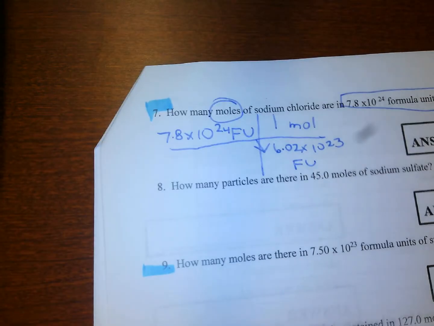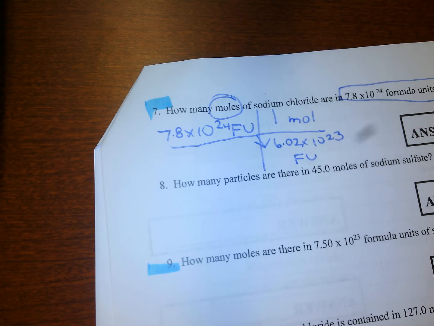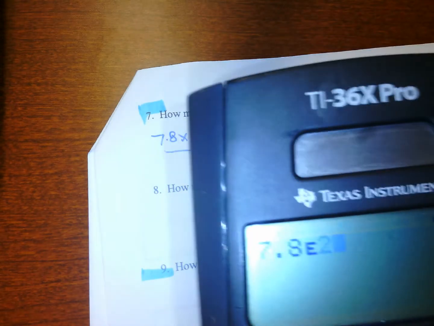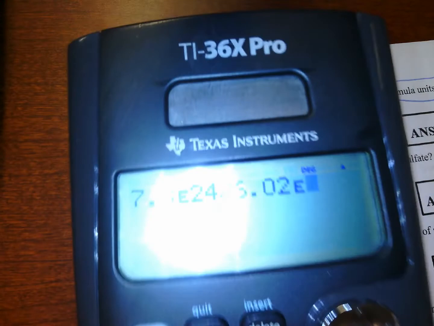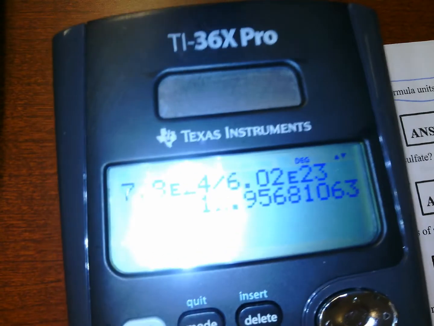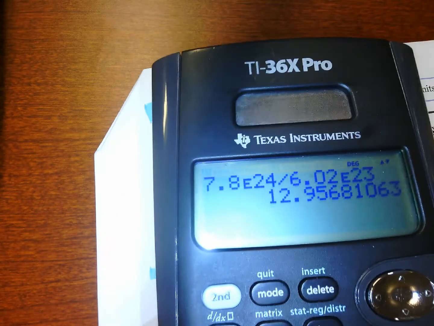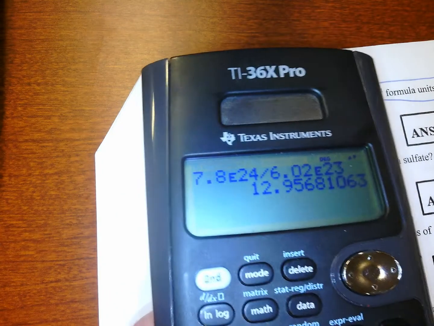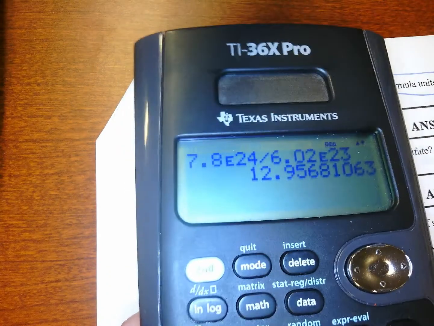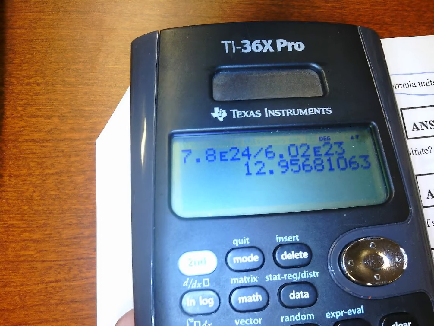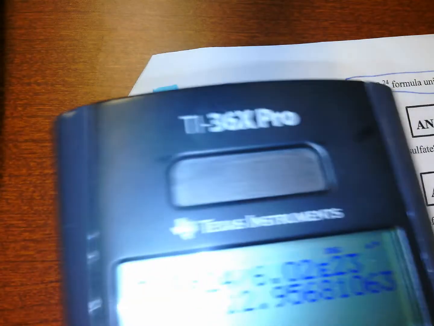And then I'm going to plug it in and solve. So I'm going to solve by taking the number on top, 7.8, EE key, 24, and then I'm not multiplying them, I'm actually dividing them. So you're going to hit your divide, 6.02, EE, 23. There is my answer. And this one, I'm going to round out. Well, I've been doing 3 places, but I'll do it to make it a little easier just for y'all to see. I'm going to round it to 12.96, 12.96.